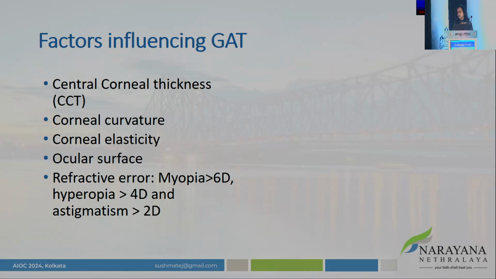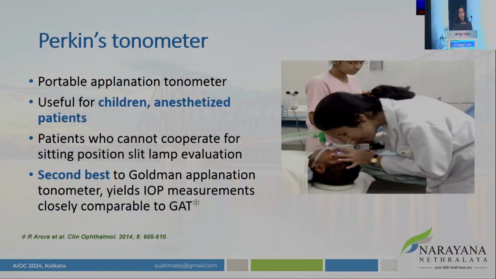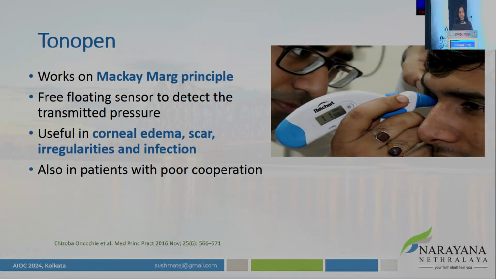However, there are certain factors that still affect applanation tonometry, that is the corneal variables, as I mentioned, including the refractive error. So these are the conditions where we actually cannot rely on GAT, and we have to do certain modifications or use other tonometers. Perkins is the next best, and close to applanation, best to use for children and patients who cannot sit upright or anesthetized patients. It is considered second best to Goldmann applanation, and the IOP measurements are closely compatible to GAT.